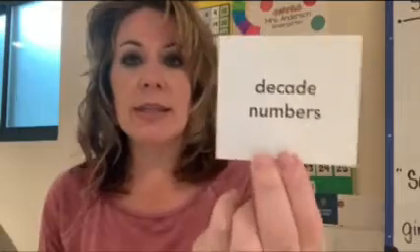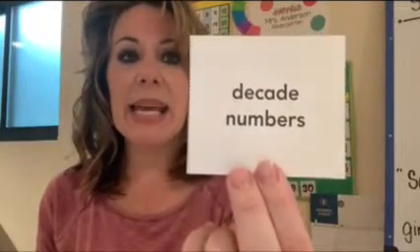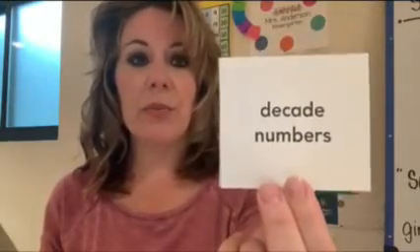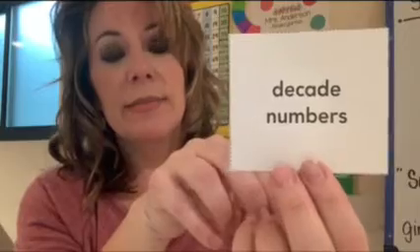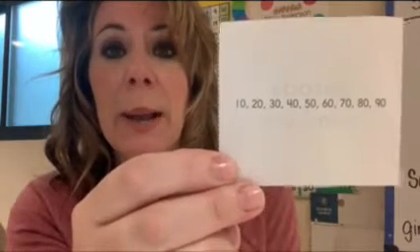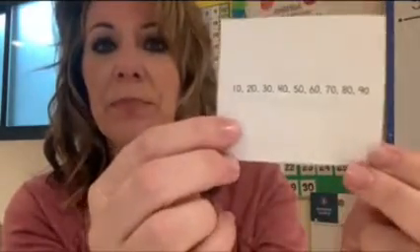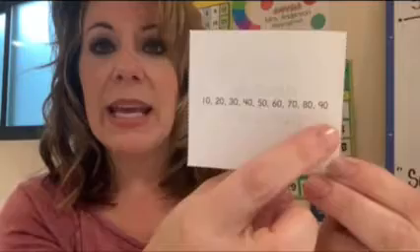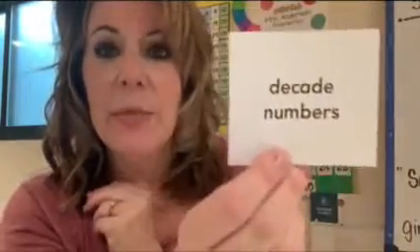All right, let's go with this one. It's got two words. It says decade numbers. Say that with me. Decade numbers. Good. Well, that's a fancy way of saying it, because when we look at these numbers, we recognize that we're counting by tens. That's right. So count with me here. Are you ready? 10, 20, 30, 40, 50, 60, 70, 80, 90. So that's counting by 10, the decade numbers.